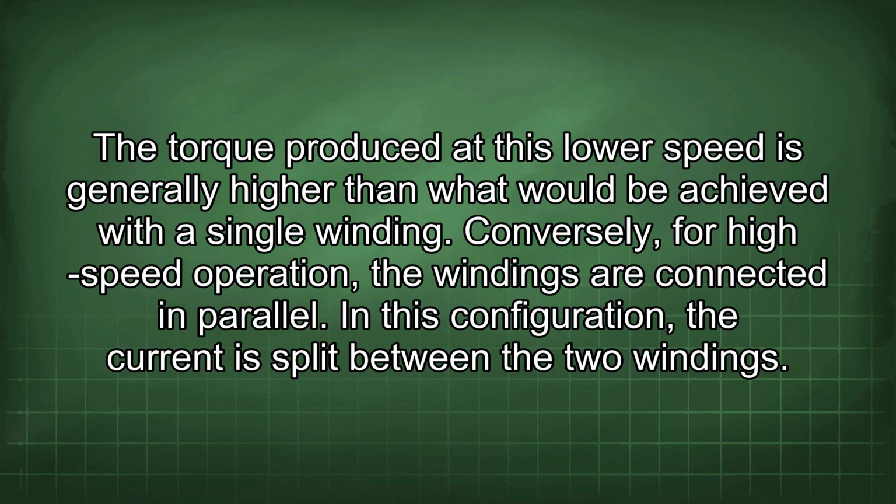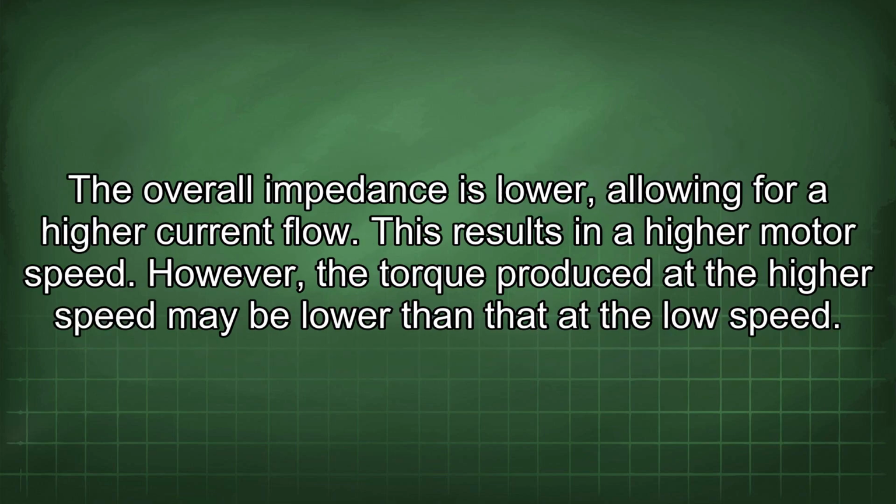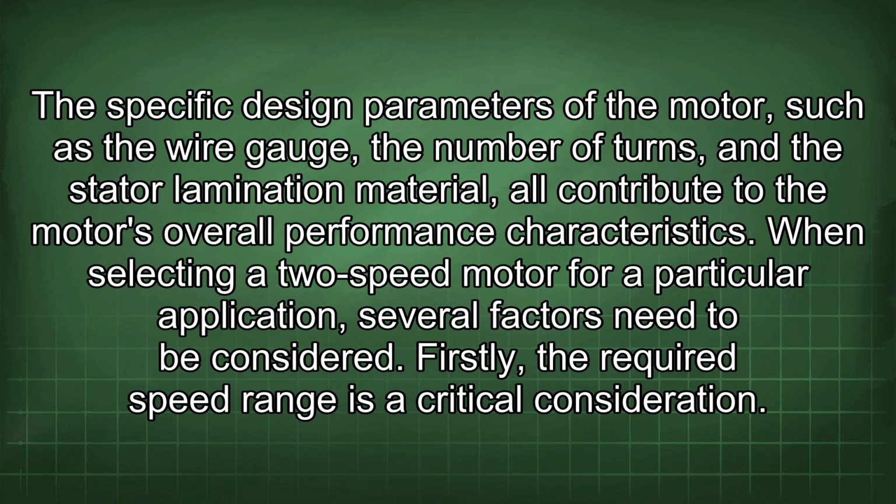Conversely, for high-speed operation, the windings are connected in parallel. In this configuration, the current is split between the two windings. The overall impedance is lower, allowing for a higher current flow. This results in a higher motor speed. However, the torque produced at the highest speed may be lower than that at the low speed. Specific design parameters of the motor, such as the wire gauge, the number of turns, and the stator lamination material, all contribute to the motor's overall performance characteristics.